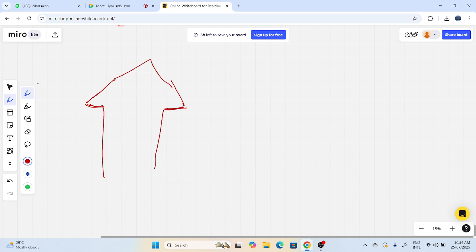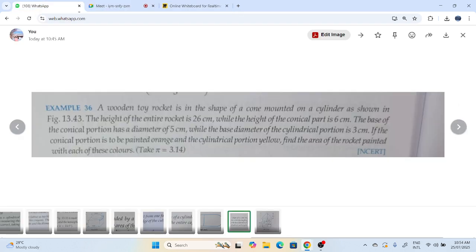Yeah, ma'am. Can you just go back to the question? So the part which has to be painted orange is this portion and this portion. That is orange. Be specific about that. Ma'am, isn't that basically subtracting the base, the top of the cylinder? Yeah, base area of cone minus base area of cylinder. Ma'am, you have to find L for this one. You have to find L, the slant length of the cone.